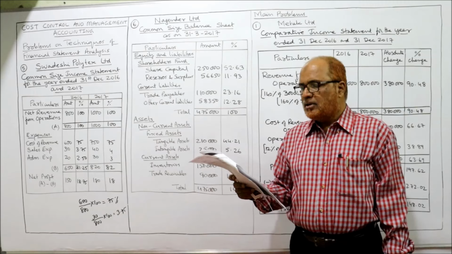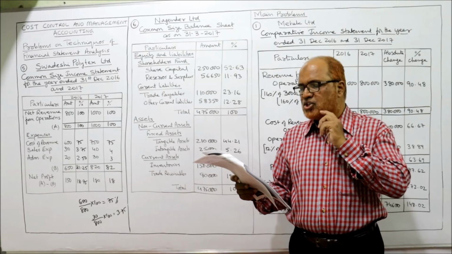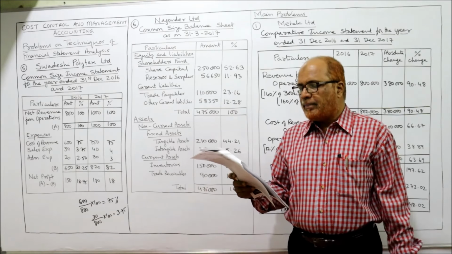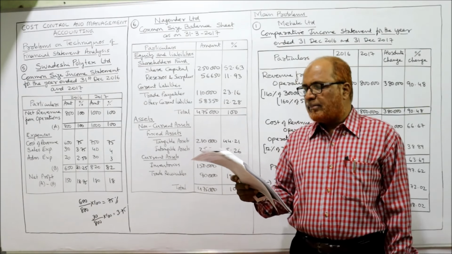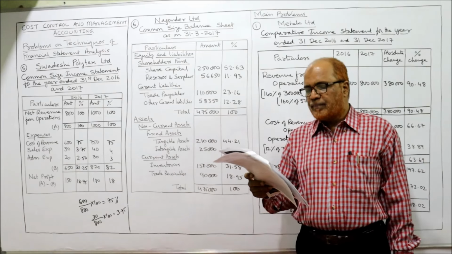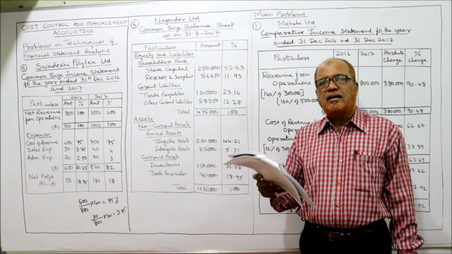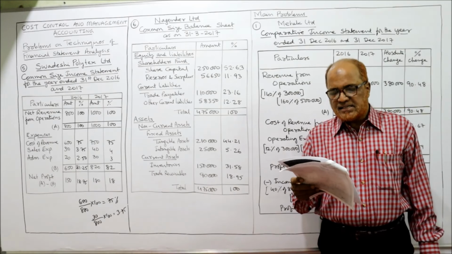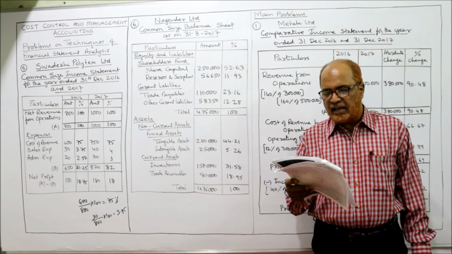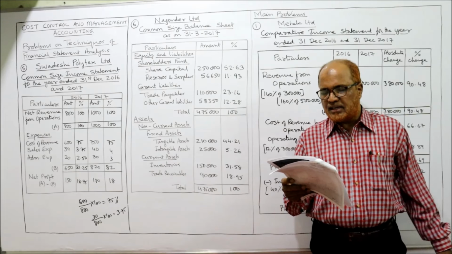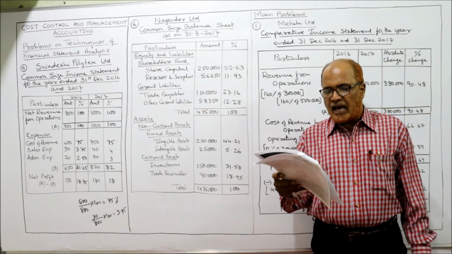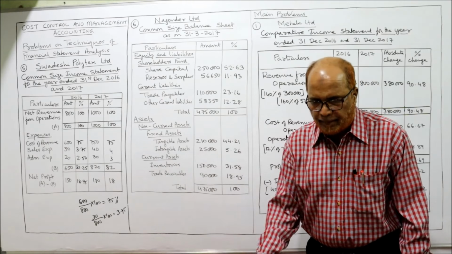What is the balance sheet? Equity and liability, shareholders fund, share capital, reserves and surplus, current liabilities, trade payable, other current liabilities. The total of liability side 4,75,000. Then assets, non-current assets. Non-current assets are fixed assets. Fixed assets tangible 2,10,000, intangible 25,000. Current assets inventory, trade receivable total to 4,75,000. Analyze the financial position of the company.